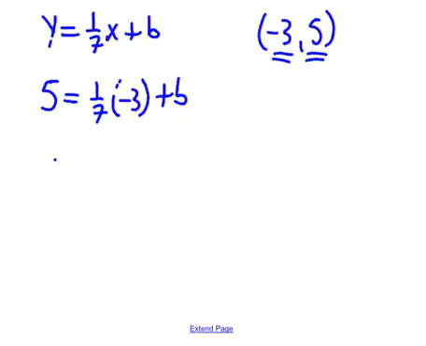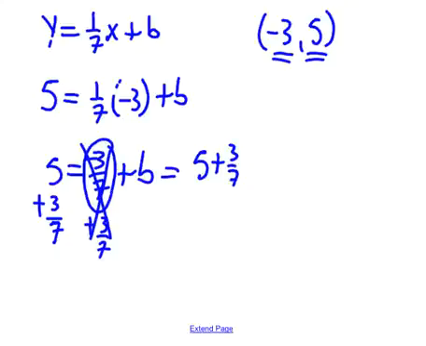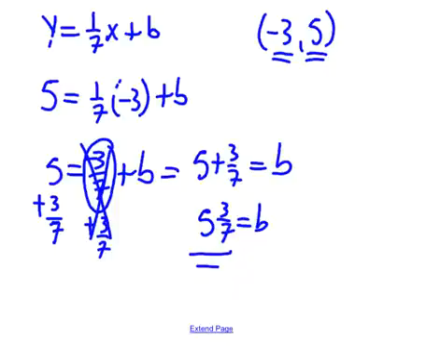Okay, I'm going to multiply these together. I have 5 is equal to -3 over 7 plus b. Now, I've got to get rid of this, so I have a -3/7, which means I'm going to add 3/7, and that becomes a 0. And because I've added it to the right side of the equation, I need to add it to the left side of the equation. So now this is going to be equal to 5 plus 3 over 7, and that's equal to b. That's the same as 5 and 3/7, which is equal to b. And again, it confirms that my b is 5 and 3/7.